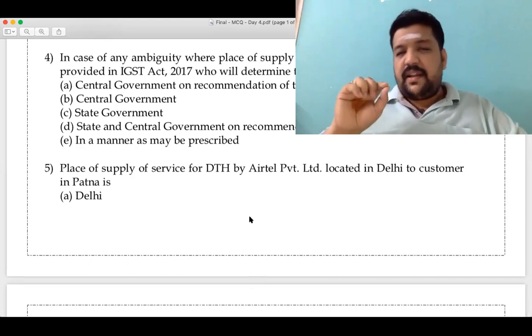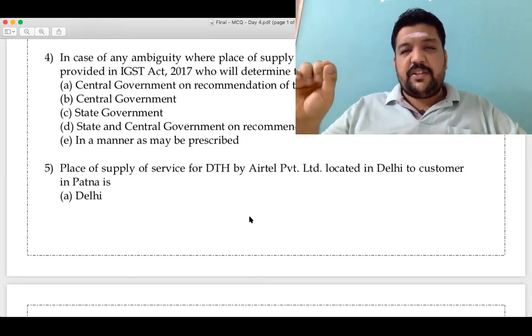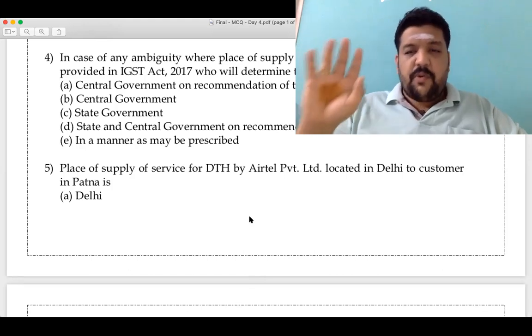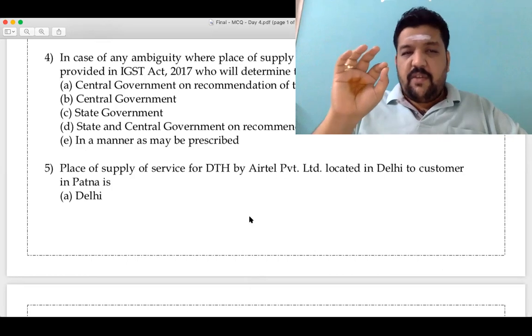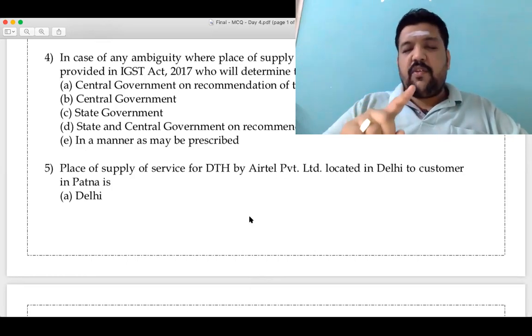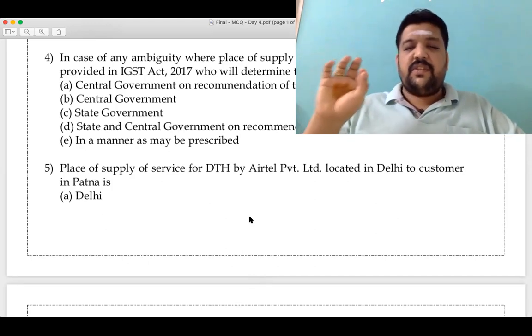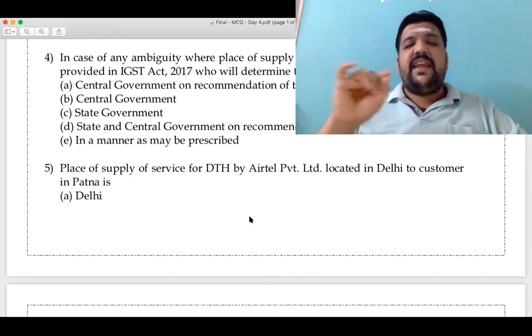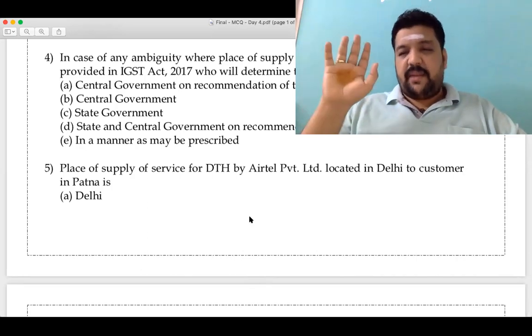A. Central government on the recommendations of GST Council. B. Central government suo moto can decide. C. State government suo moto can decide. D. Central government and state government on the recommendations of GST Council. Followed by E. In any other manner as may be prescribed.